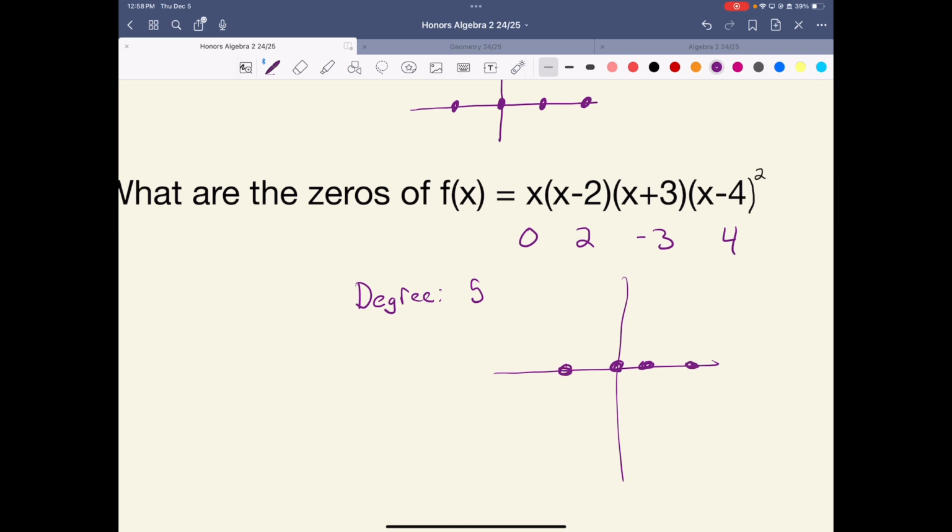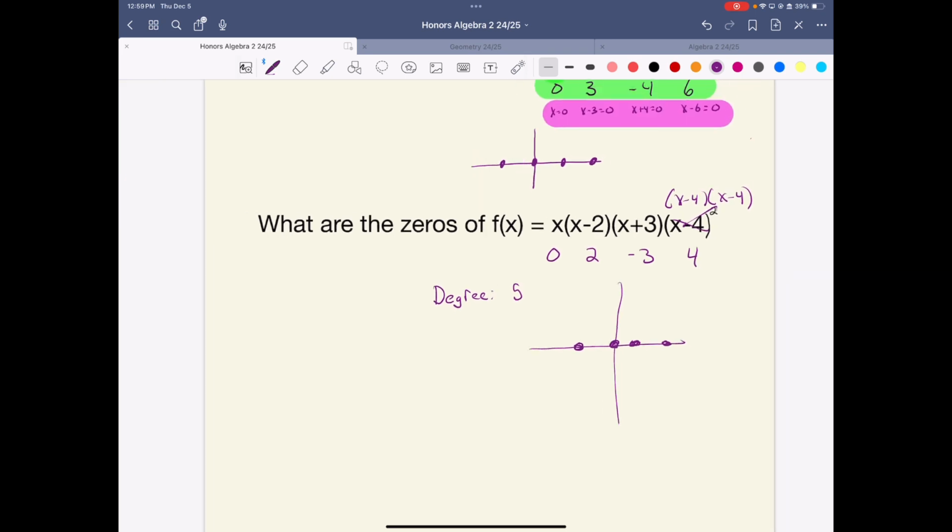So that's when it has to cross the x-axis. Now, how many times does it cross 0? It just crosses it once. It just crosses 2 once. It just crosses -3 twice. But what does it do with 4? How many times does 4 occur? 4 actually occurs 2 times, because this is squared. Remember what it means when it's squared? I could write this as x minus 4 times x minus 4. So actually that occurs twice.